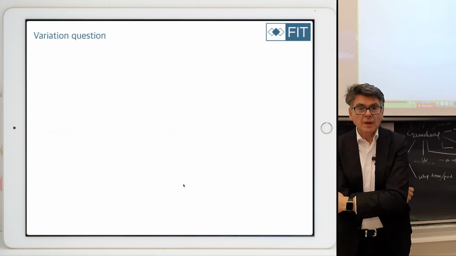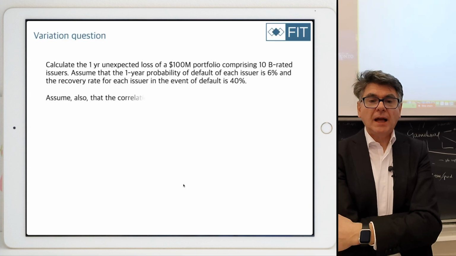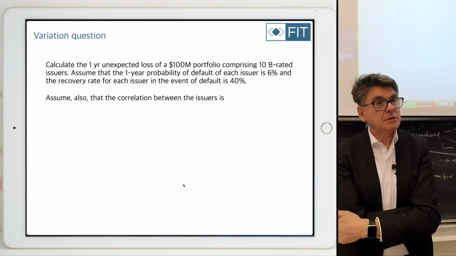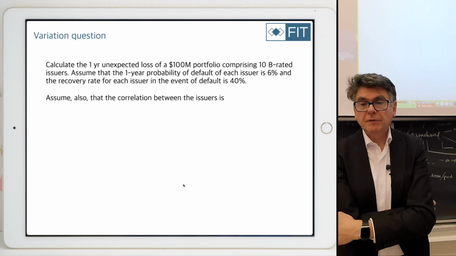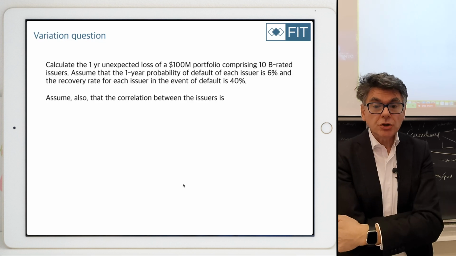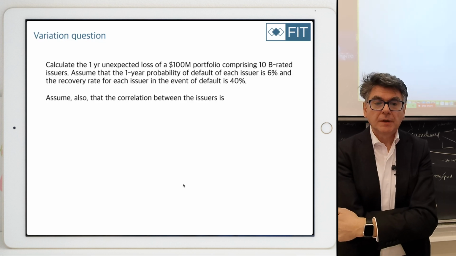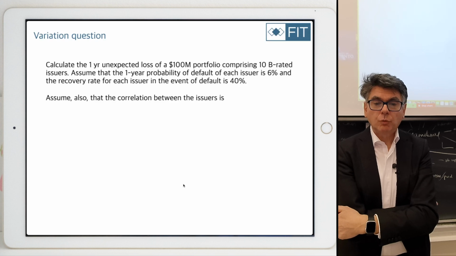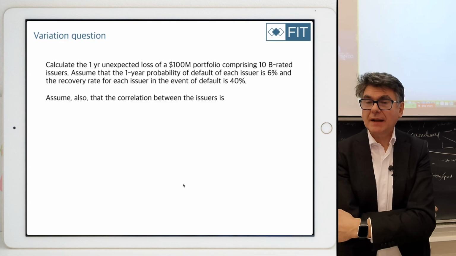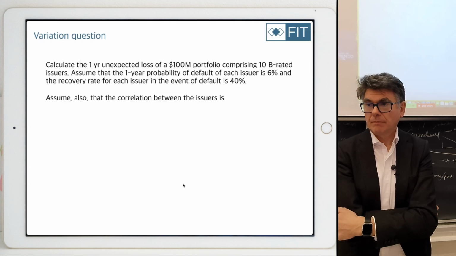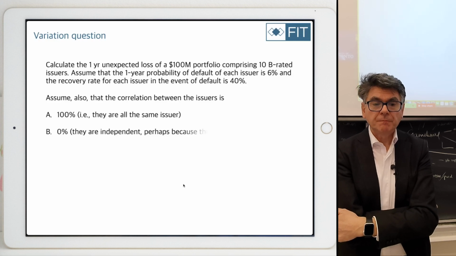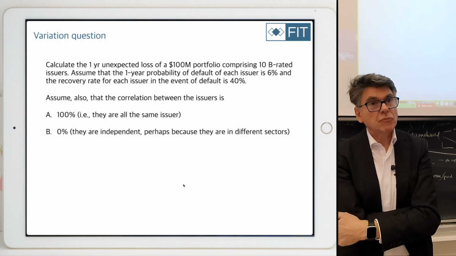All right. Now, this is a variation of that. I'm going to give you the same portfolio, $100 million, 10 B-rated issuers, and the 1 year probability of default of each issuer is the same, 6%, and the recovery rate for each issuer is the same, 40%. What will be different this time is I want you to calculate the unexpected loss, not the expected loss, and by that I mean the standard deviation of losses.